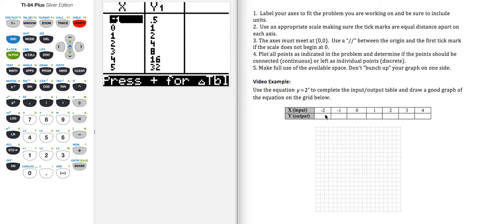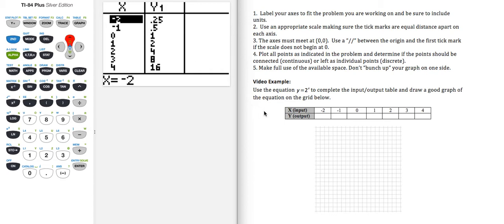My first input is negative 2, so let's use this arrow key, go up to negative 2, and that is 0.25 as a result. So I'm going to put that in here for my y output. 0.25. Negative 1 is 0.5. 0, 2 to the 0 is 1, so that makes sense.